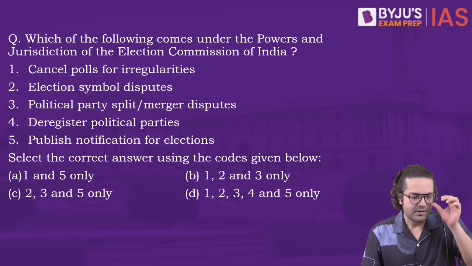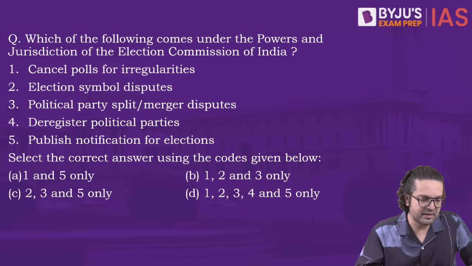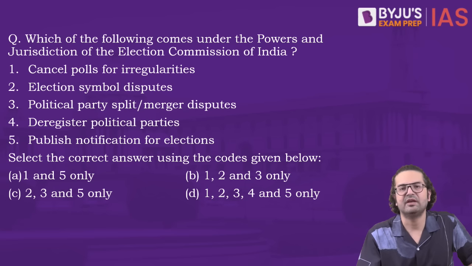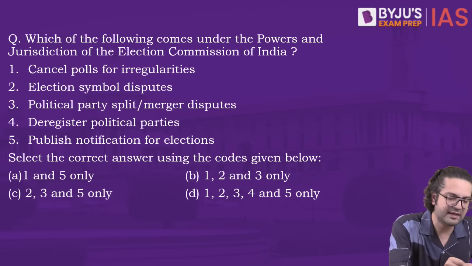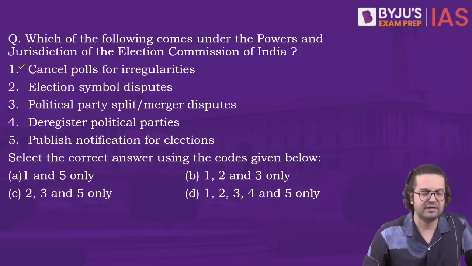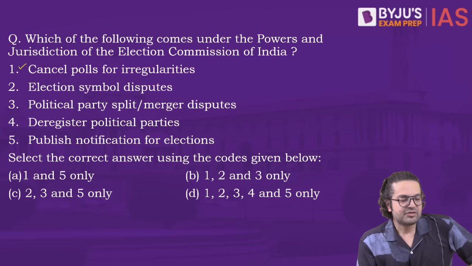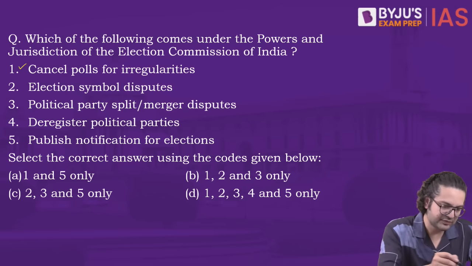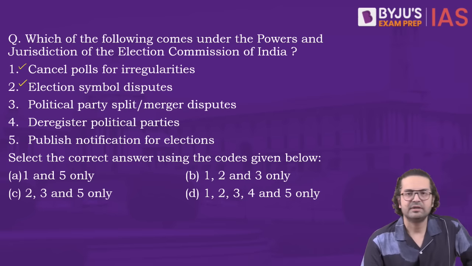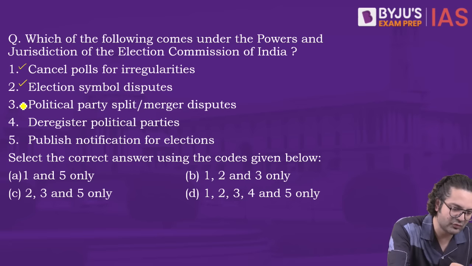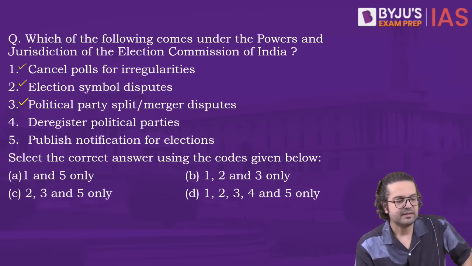Next question. Which of the following comes under the powers and jurisdiction of the ECI, the Election Commission of India? Cancel polls for irregularities. Yes, of course. ECI can cancel polls for irregularities, any kind of malpractice that might happen. Election symbol disputes. Yes, of course, it's a power of the ECI. Political party splits and mergers. Yes, of course, a power of ECI.